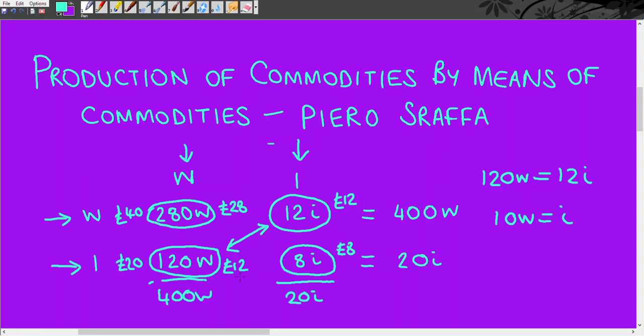So we can see here the total of the wheat adds up to 40, and the total of the iron adds up to 20. If there's anything not clear about this, just leave a comment and I'll try and explain it again or in a different way. But as you can see, this 12 pound and this 12 pound can now exchange for each other, and so the society can reproduce itself and start again.